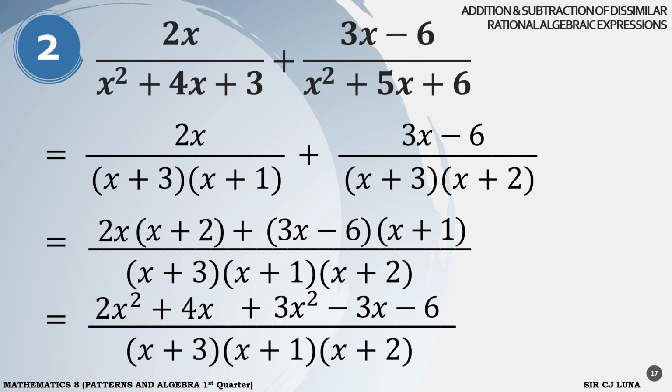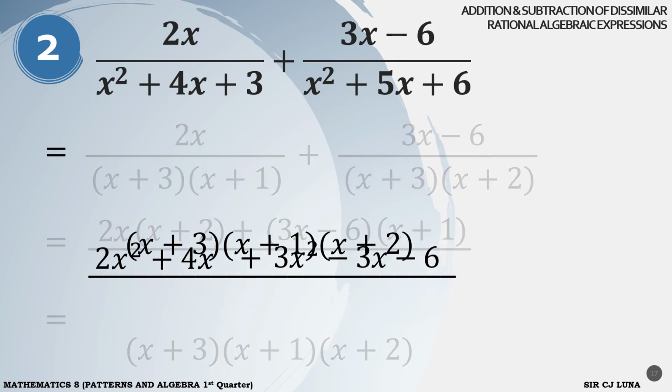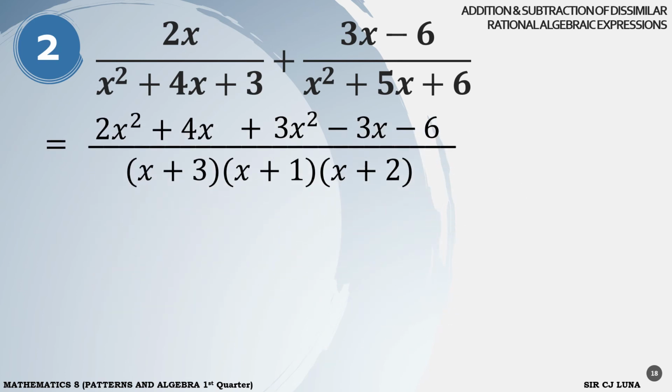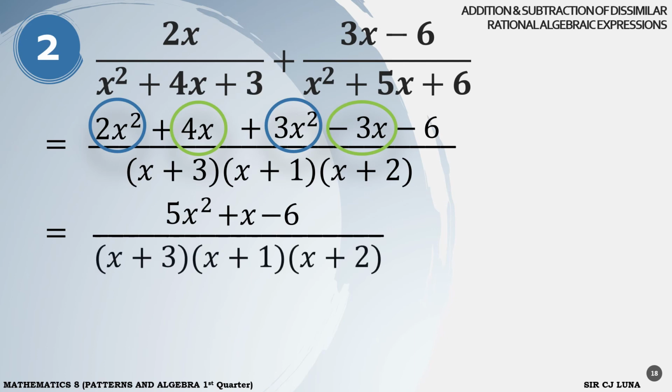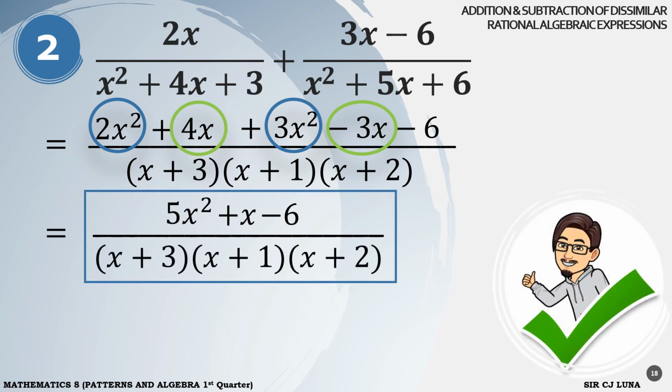Okay? So now we have this. Let's combine like terms. We have 2x squared plus 3x squared. That is 5x squared. And then we also have 4x and negative 3x. 4x minus 3x, that is x. Correct. And then we will just copy minus 6. And then for the denominator, copyhin mo lang yan. And that's your answer. Okay?